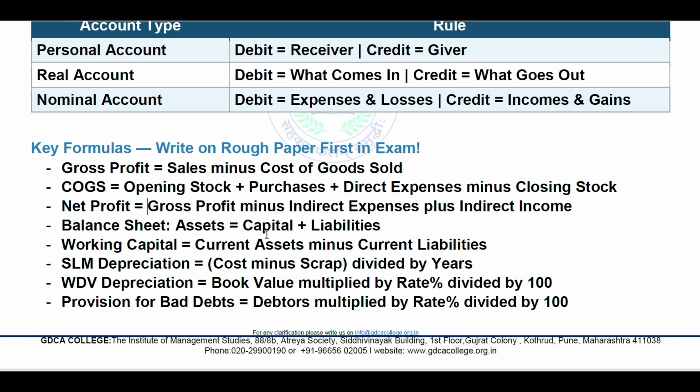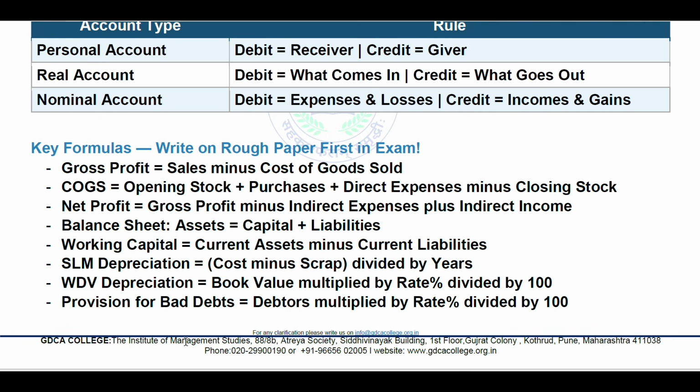In the balance sheet, how to calculate: assets equal capital plus liabilities. Working capital formula is equal to current assets minus current liabilities. SLM depreciation, where SLM means straight line method: cost minus scrap divided by years.